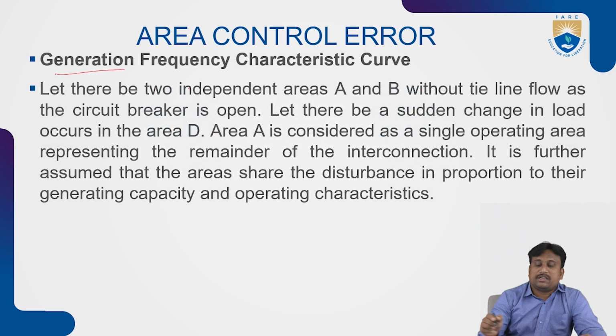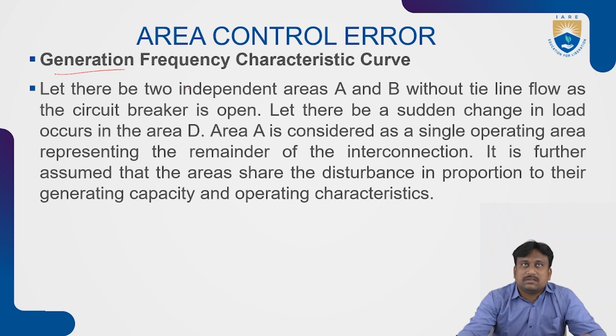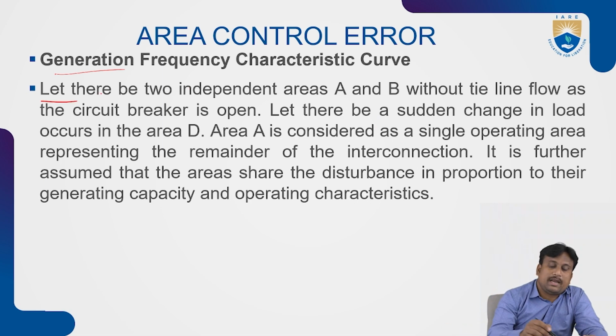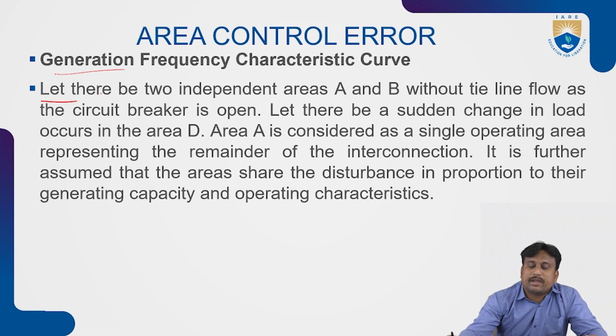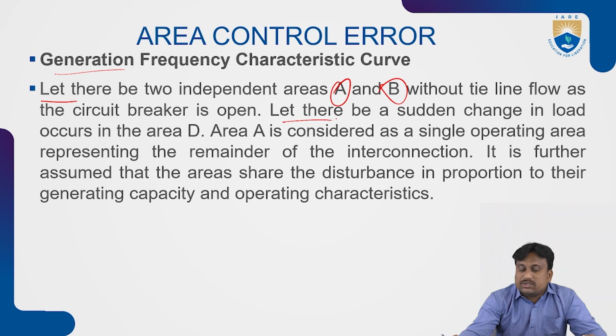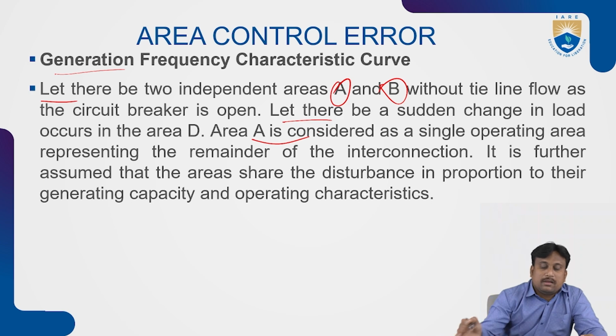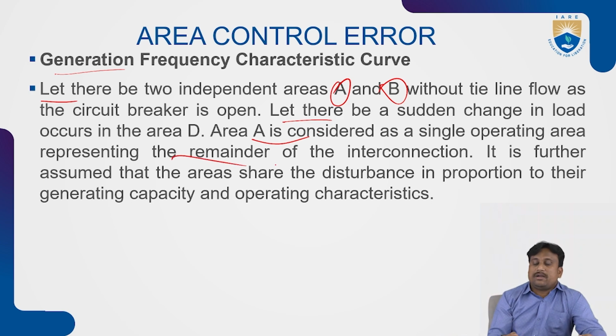So here the generation frequency characteristic curve is considered. Let there be two independent areas, A and B, without tie line flows as the circuit breaker is open. Then if a sudden change in load occurs in area B, the other area is considered as a single operating area representing the remainder of the interconnection.